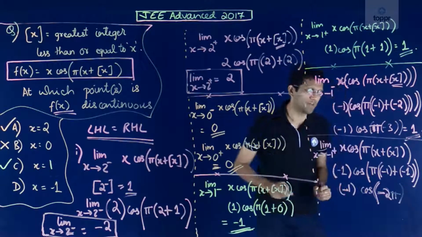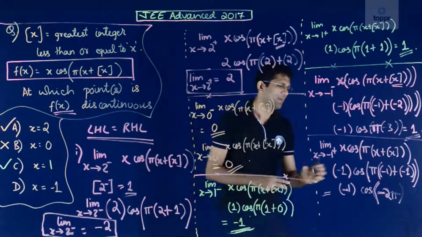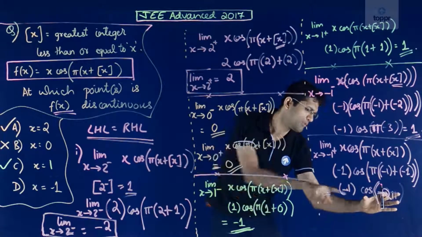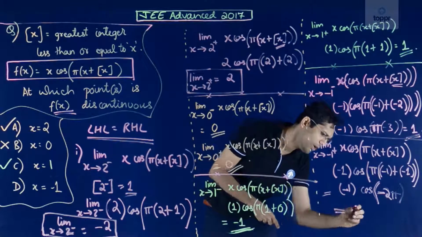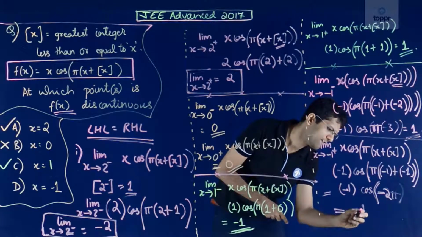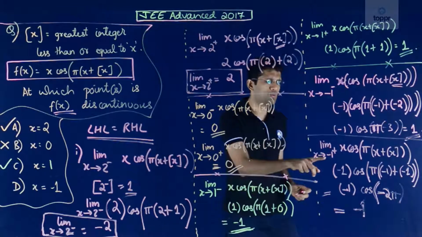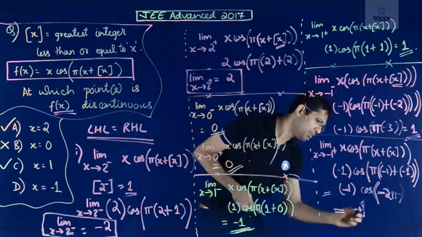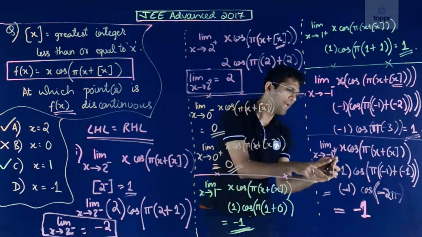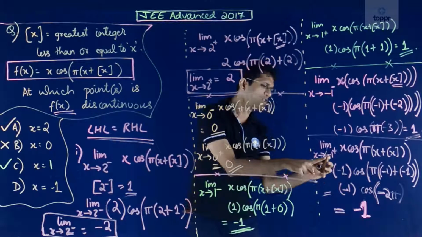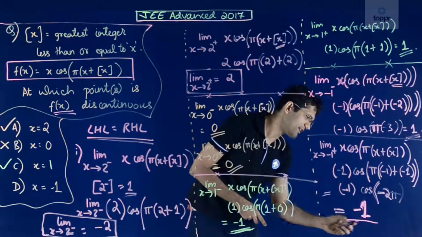And we know that cosine of 0 is equal to 1, and so this entire term becomes 1, which when multiplied by minus 1 gives us the value minus 1. And so we finally obtain the right-handed limit of this function as x tends to minus 1 plus is equal to minus 1 itself.